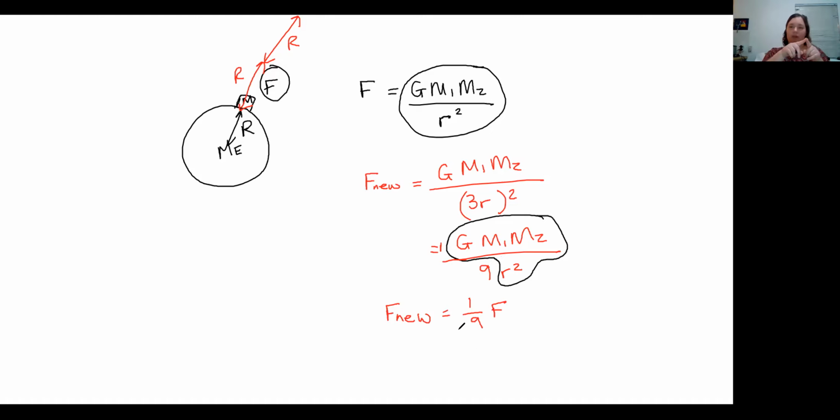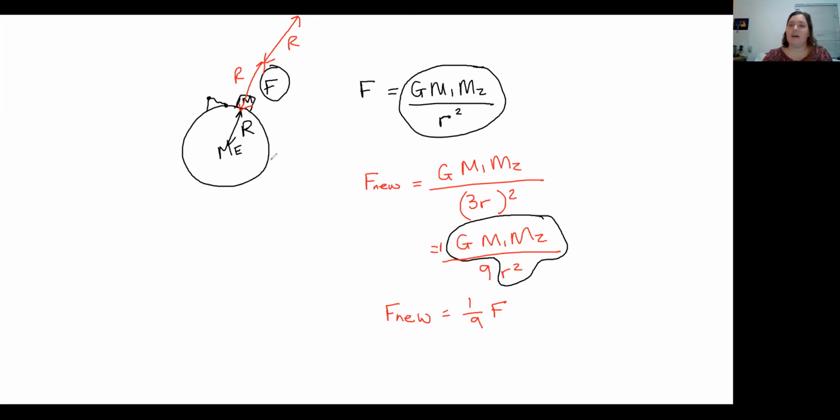So if we were to make it twice the height above the surface of the Earth, it's effectively 3 times the distance. Since distance is squared, it's going to end up being 1/9 of the original force. When you move things further apart, the force gets smaller. When you move them closer together, the force gets bigger. Okay, so when we're on Earth, in reality, if you're at the top of a mountain, you actually will have a slightly smaller weight than if you're at sea level. But the difference is so negligible that we don't really worry too much about it.